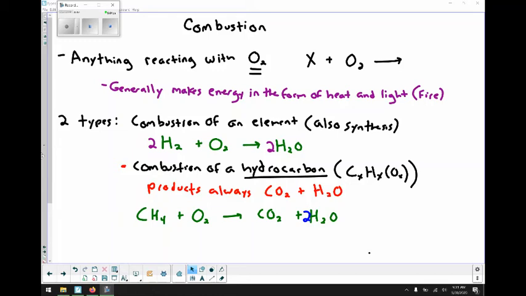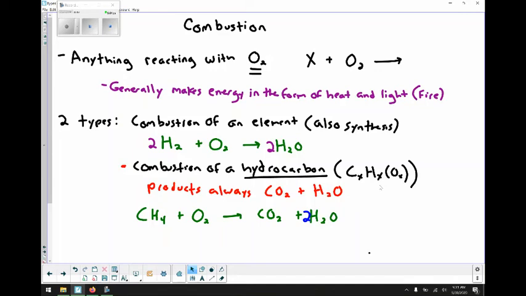So the second type is combustion of a hydrocarbon. A hydrocarbon is something shockingly made out of hydrogen and carbon. It can also have oxygen. So I usually write it out like this, where X just stands for any number. So CxHx, it has to have carbon and hydrogen, and it can have oxygen. If it doesn't have oxygen, it works the same way. If it has oxygen, it works the same way.